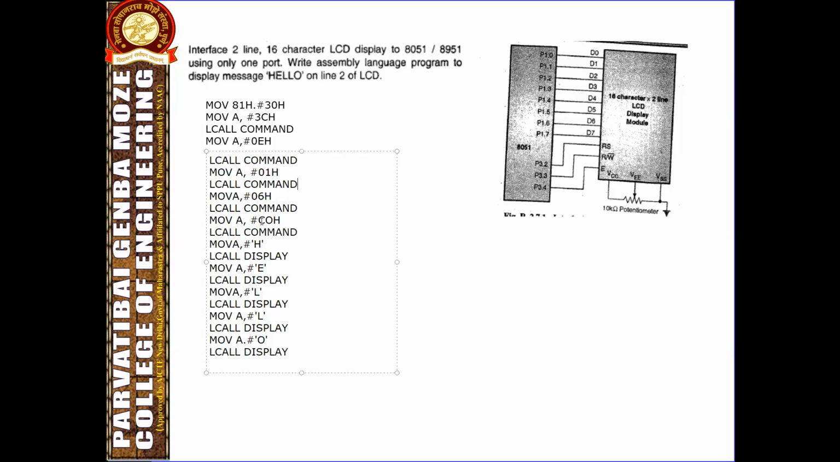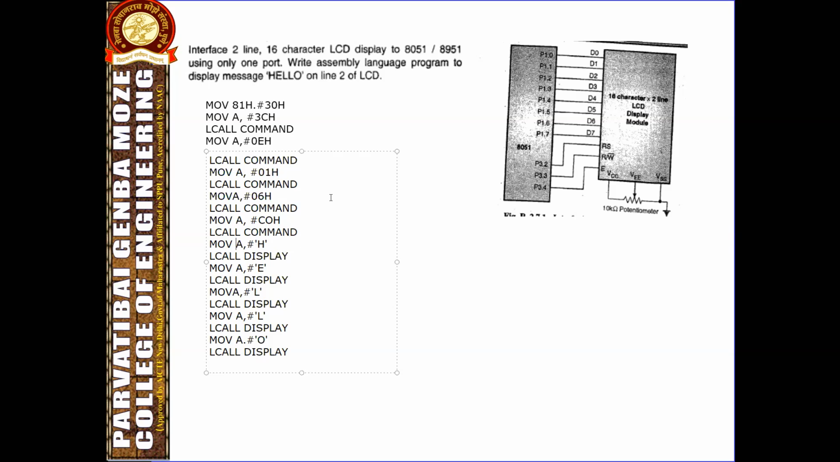To display our message we should shift our cursor to the right. Then after that we have to LCALL command, and after that we send this code for selecting line 2 from the starting position 0. So again call the command, and after that we start displaying the letters by writing a particular letter and loading it into the accumulator.